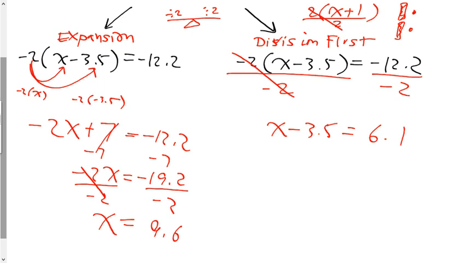So by simply dividing both sides by the multiplier or the monomial that's multiplying the polynomial, I end up with a simpler equation, in which case I can simply add 3.5 to both sides, and I get the solution of x equals 9.6. Remember that that's two ways you can solve a distributive property question. Any questions on that?